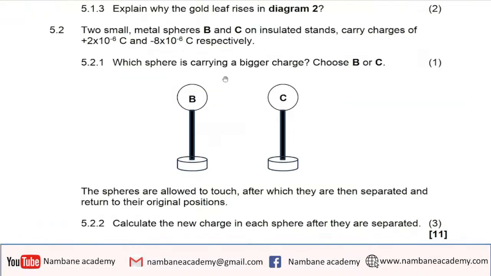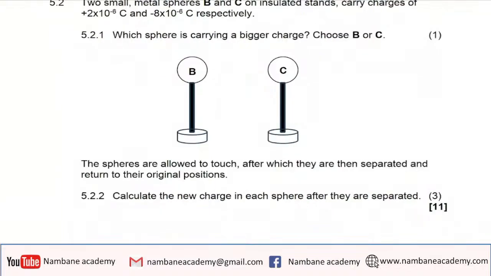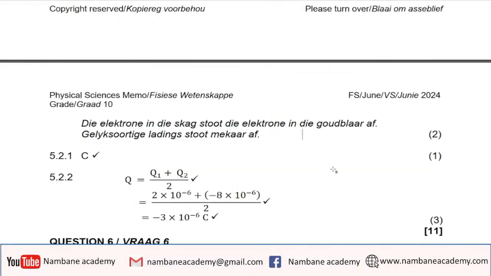And then the next question, the two spheres are now allowed to touch, after which they are then separated and return to their original positions. Calculate the new charge in each sphere after they have separated, a familiar question. Now we add the two, so it is that sort of a formula. Q will be equal to the sum of the two divided by 2, 1 mark for that, and then putting the two together, the charges as a substitution, 1 mark also, and then the final answer, 1 mark. That's all about question number 5.